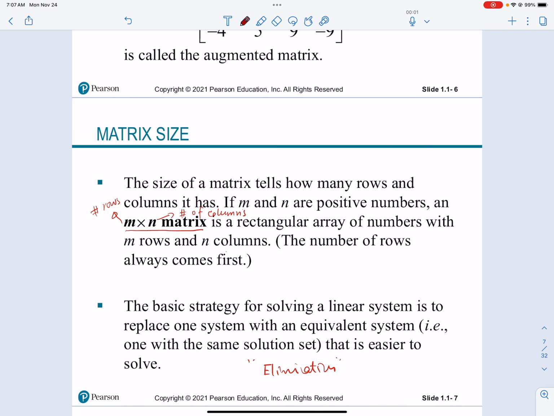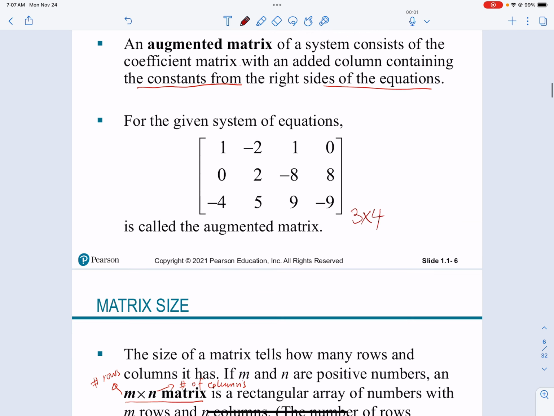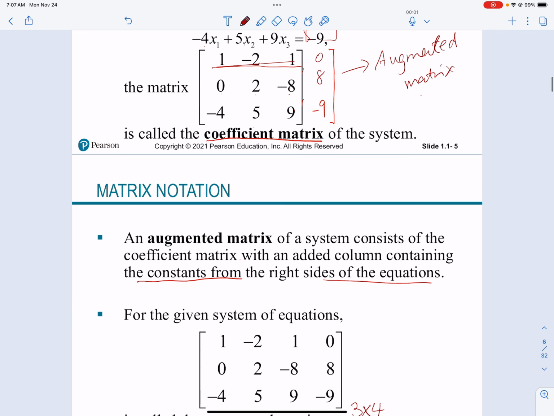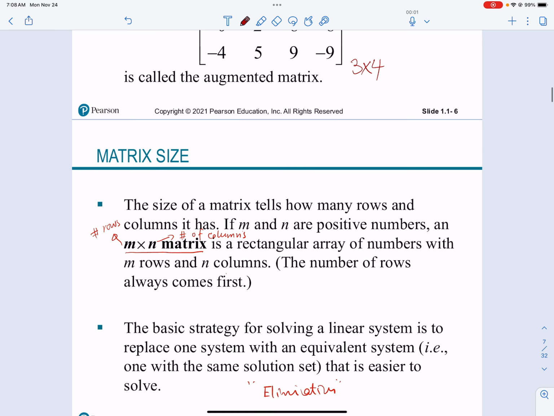So for example, for this matrix, what is the size of this augmented matrix? How many rows do we have here? We have 3 rows. We have 4 columns. So we call this matrix a 3 by 4 matrix. And similarly, the coefficient matrix here will be 3 by 3. Are you guys okay? So this is 3 by 3, and 3 by 4.